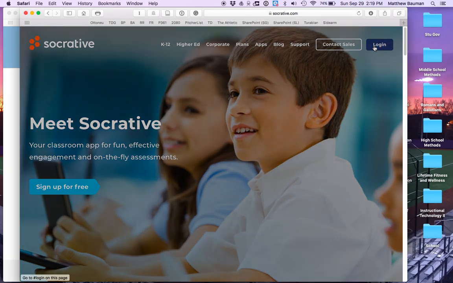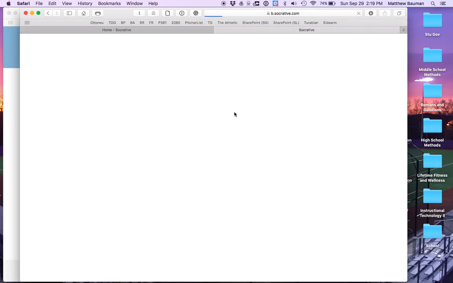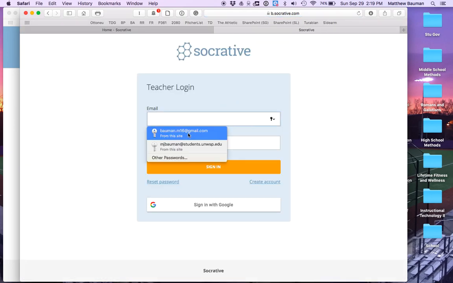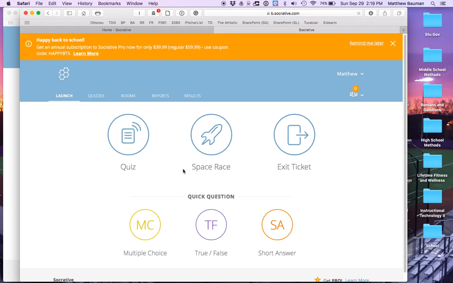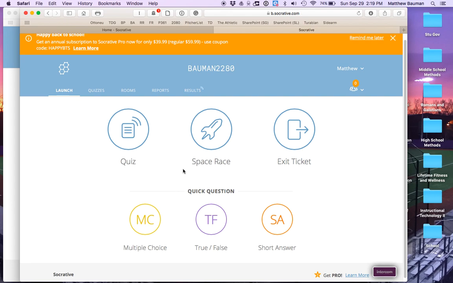I'm going to log in right here to my teacher account, and then once I do that, every teacher gets a room code. Then the students log into your specific room and have access to the quiz that the teacher created. My cooperating teacher at Mounds View High School uses Socrative quizzes frequently as an opener and to remind the students what they learned about the previous day.